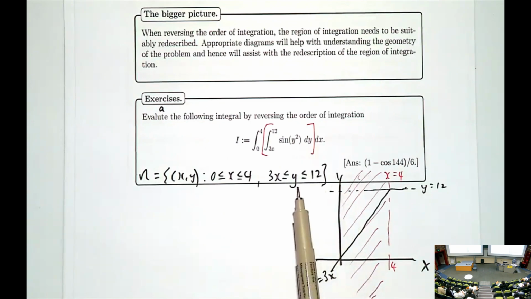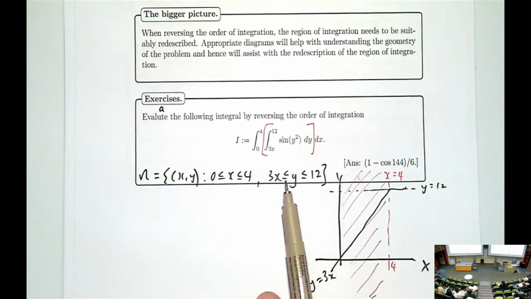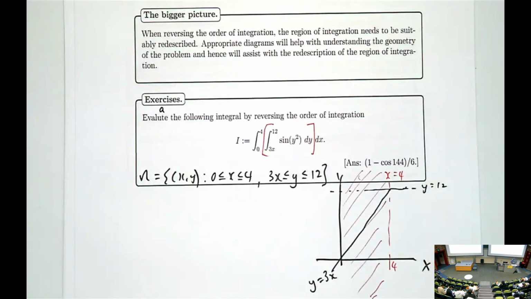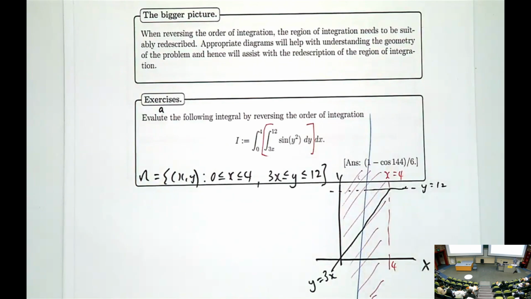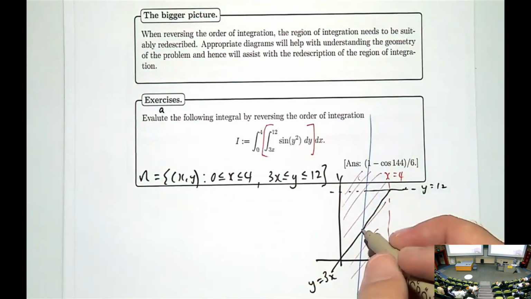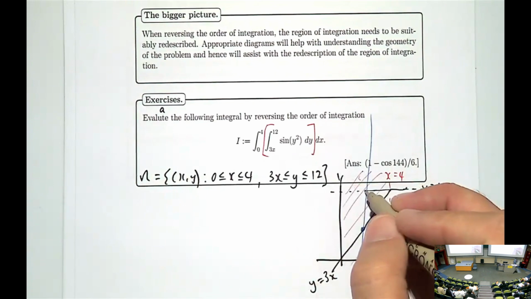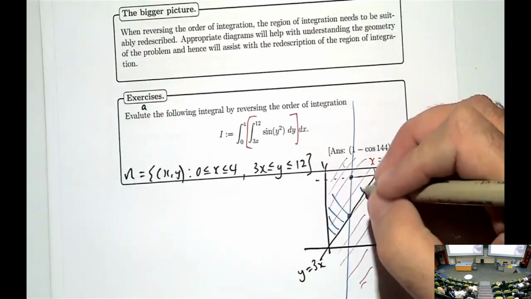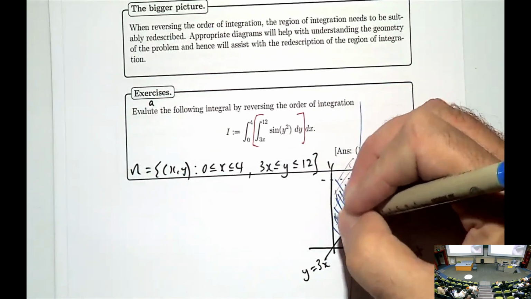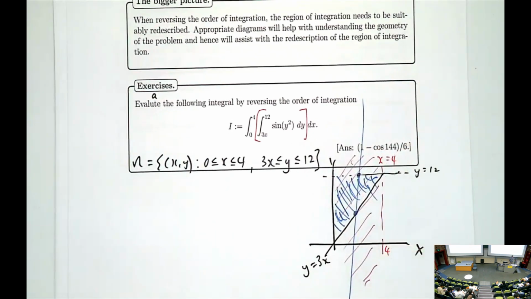Let's go with y is bigger than 3x, so we're going to, blue. So we're going to draw a vertical line. We want it to enter at 3x, which is there, and we want it to exit at 12, which is there. So is it the top triangle or the bottom triangle that we want? The top, right? The top. So that's our region. It's a triangle, right? It's a filled triangle. That's the region of integration.